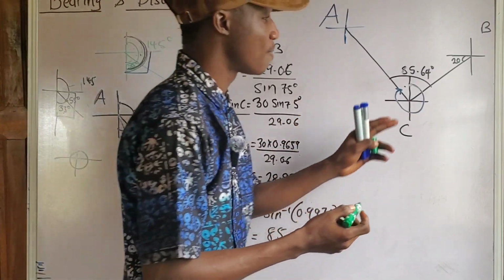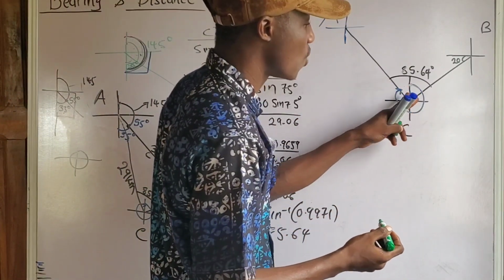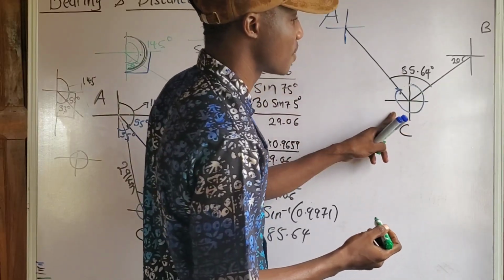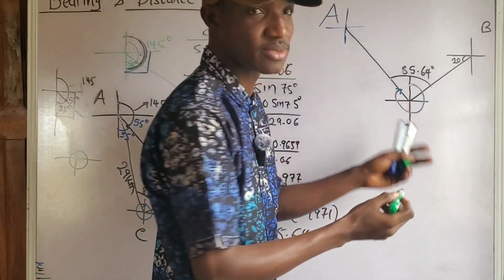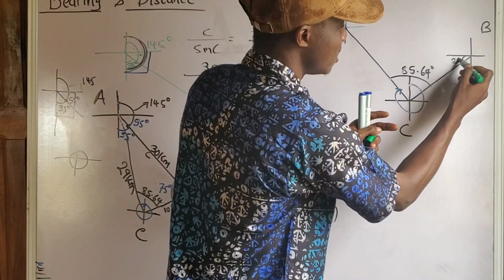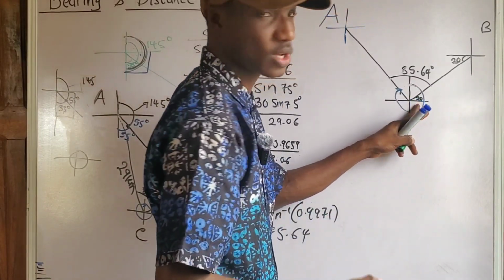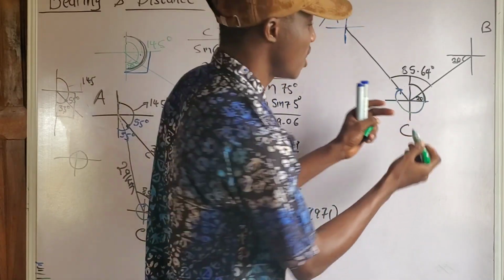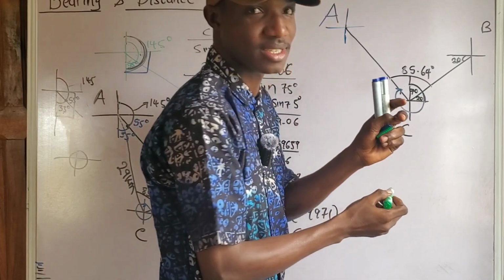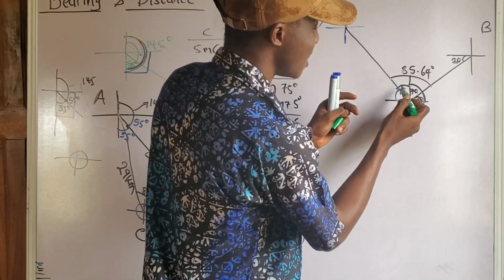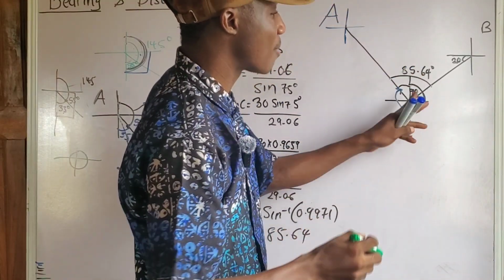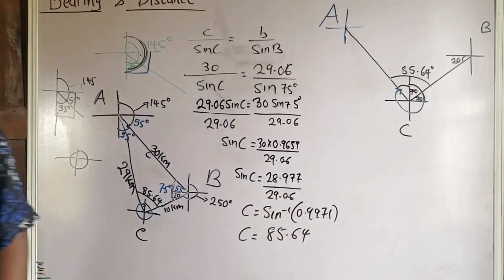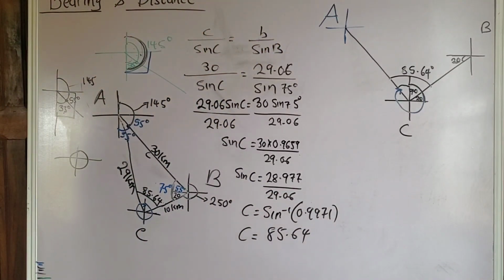Before I can calculate the bearing of the starting point from the car, we know that this angle to this point is 85.64. This angle, 20, is alternate to this angle, so this will also be 20. Because the angle that comes from this point to this point is 90, this angle will be 70. To get the smallest angle here, I'm going to subtract 70 from 85.64. 85.64 minus 70 gives us 15.64.